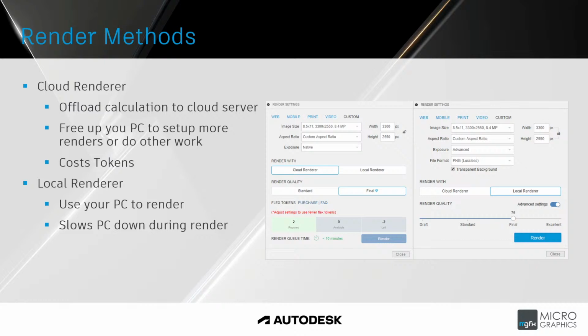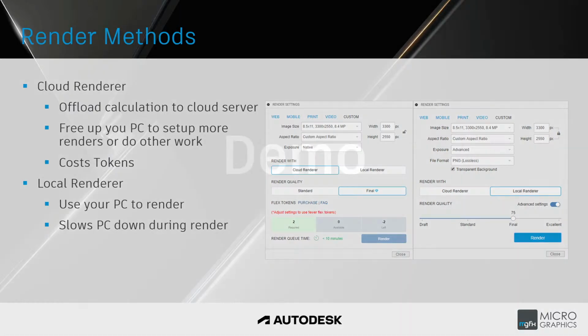The CPU is working hard to create the renders. But at the end of the day, you get that render out, and whether you use cloud render or local render, they render to the same quality. It'll just affect the time it takes to do the render and whether or not you can continue with other work. So we've got those two different render options.